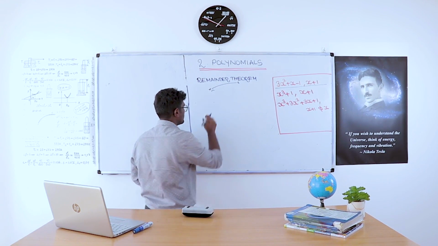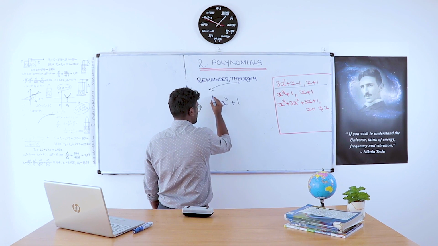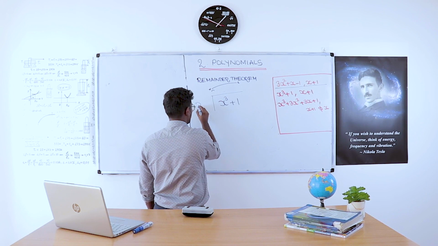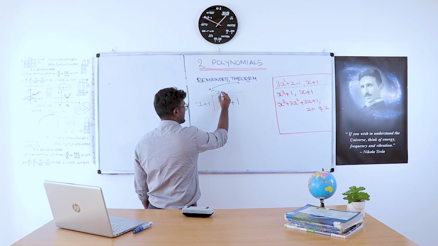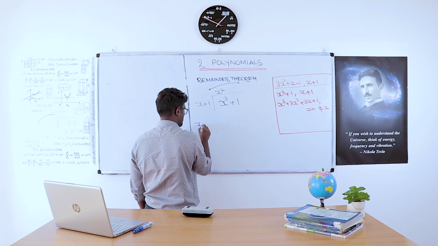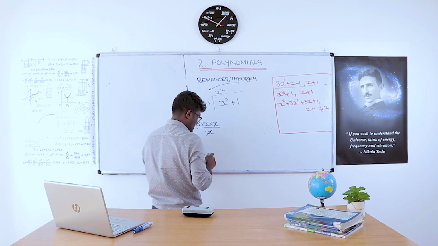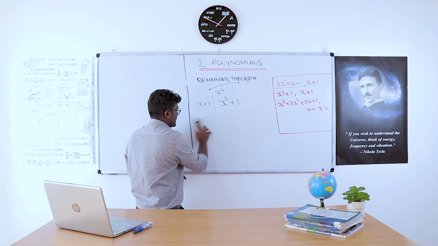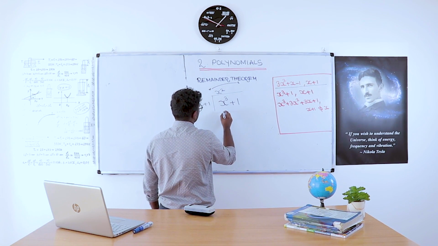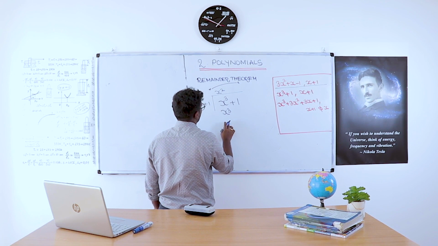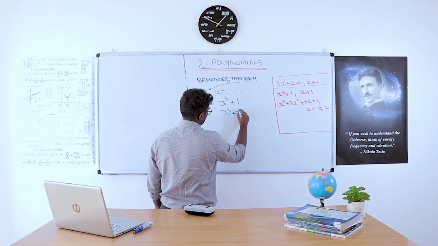Now, x cube plus 1 divided by x plus 1. First step, x cube divided by x is x square. Correct? How will you write x cube? x into x by x, x and x cancel. x into x is x square. So again, x square into x, that is x cube. x square into 1, that is plus x square.